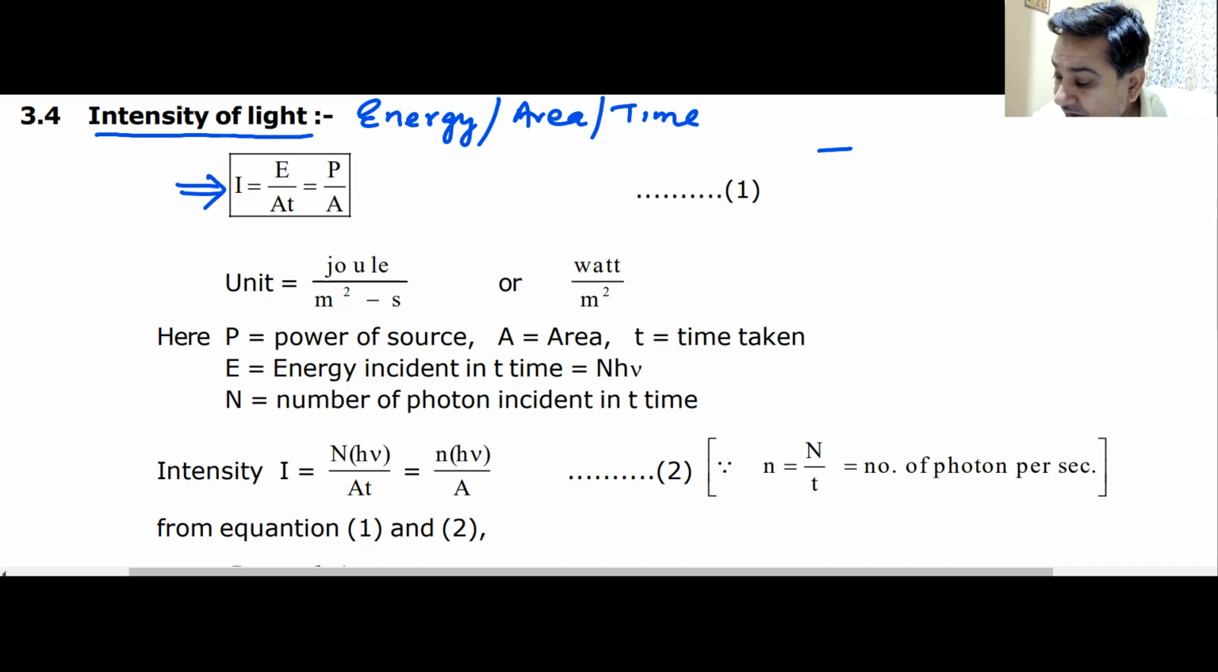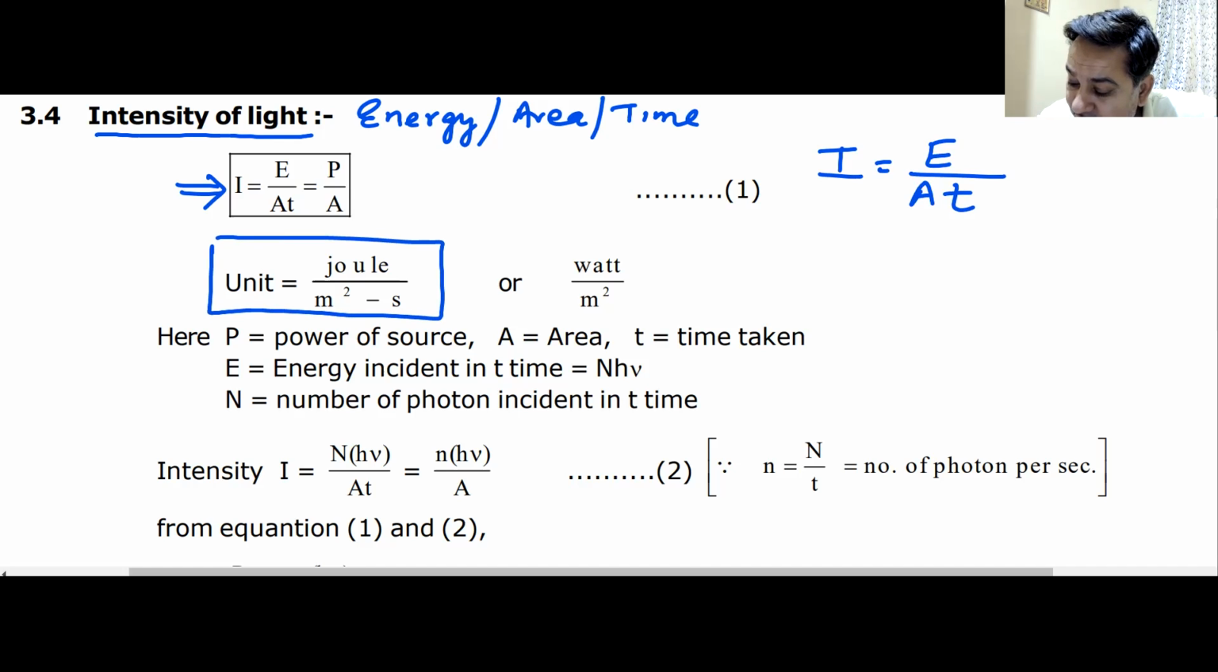So my intensity I becomes energy E per unit area A per unit time T. Intensity becomes E divided by AT. From here I can find out the unit of intensity. The unit of energy is joules. Remember this, units and dimension, one or two questions will definitely come from here. The unit of area is meter square. The unit of time is second. So it becomes joules per meter square second. Do we understand this?